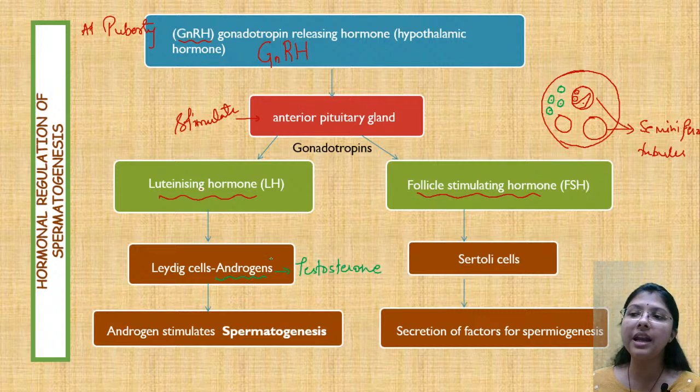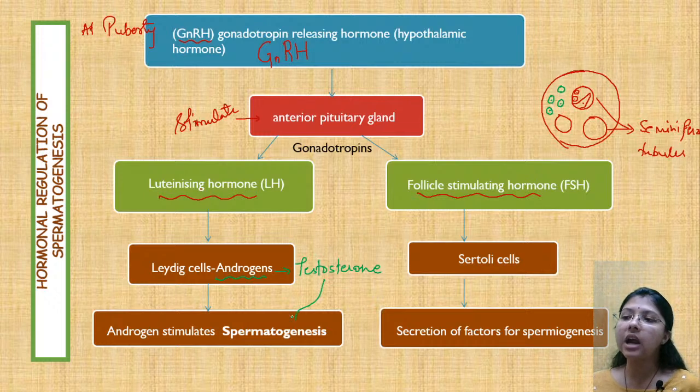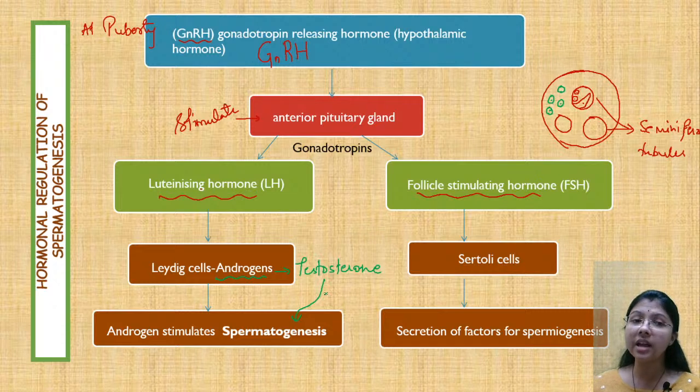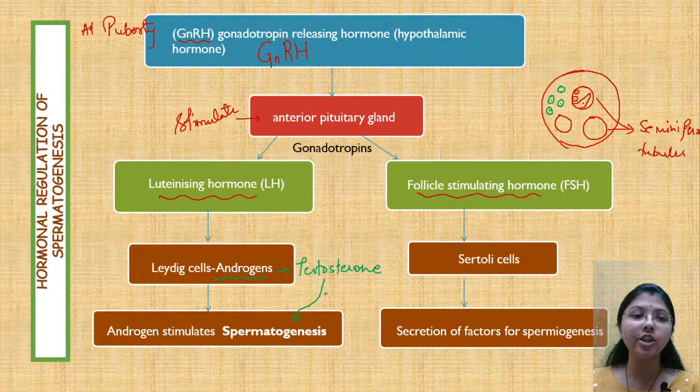Testosterone is secreted by the Leydig cells, and under the effect of this testosterone hormone, it starts the process of spermatogenesis. याद रखना है हमें क्लियरली यहाँ पे, spermatogenesis जो है वो कब स्टार्ट होगा? जब LH Leydig cells को एक्टिवेट करेगा, androgens will be synthesized. The type of androgen is testosterone, and it is going to ultimately start the process of spermatogenesis.